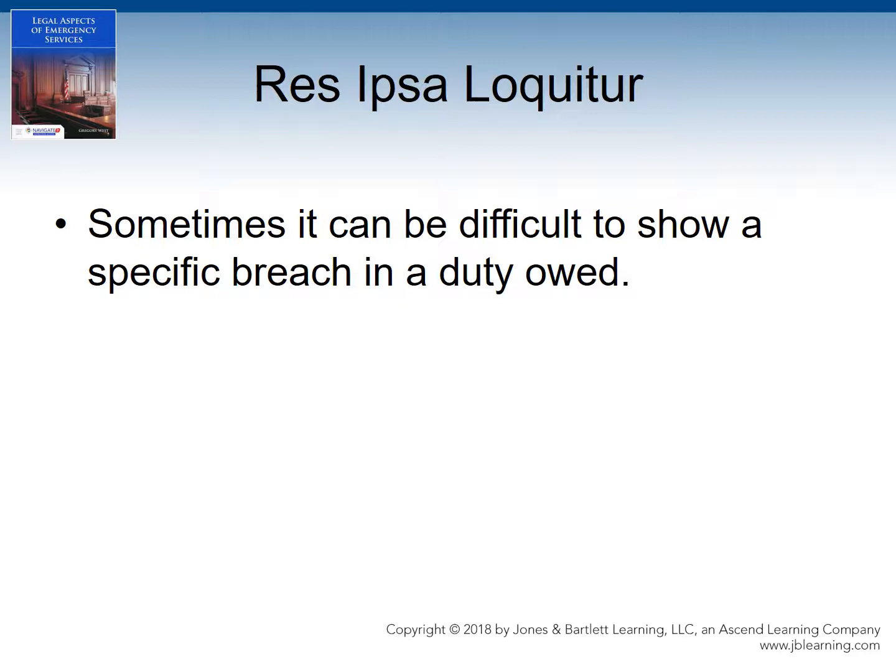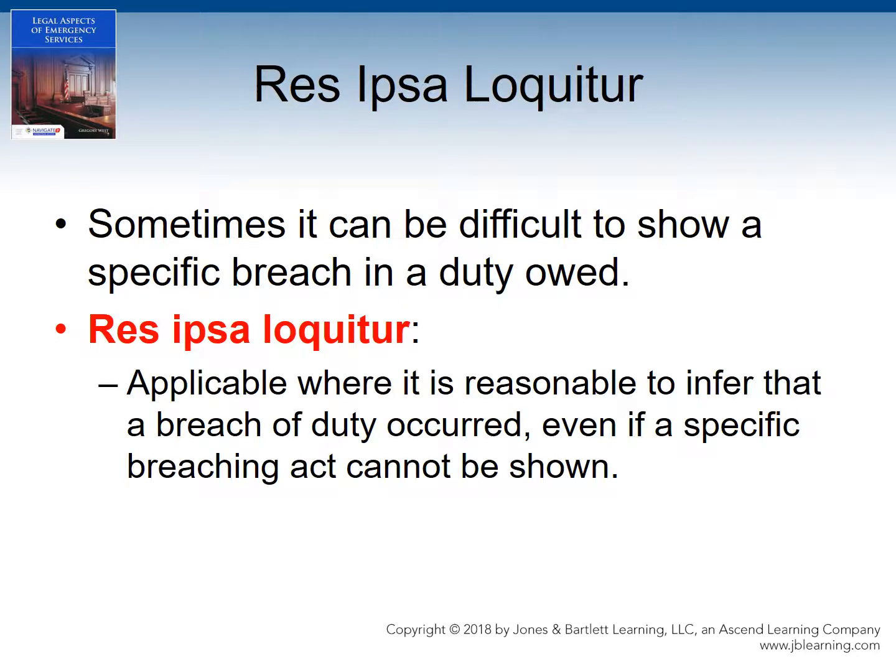From a legal standpoint, however, it may be difficult to prove that the breach of duty occurred because there may be no clear standard as to how a patient is supposed to be moved on a cot, or the patient was unconscious on the cot at the time and there were no witnesses, or who knows what. In such cases, there is a legal principle called res ipsa loquitur that may be used to establish the breach of duty in a negligence case. Again, for res ipsa loquitur to apply, it must be reasonable to infer that a breach of duty occurred, even if a specific breaching act cannot be shown.